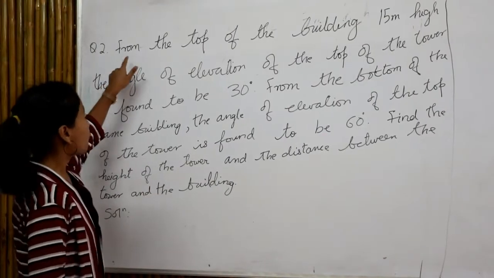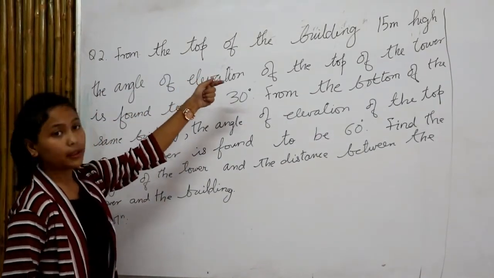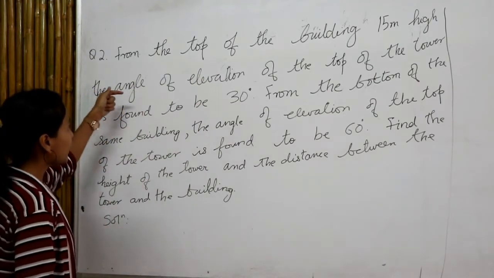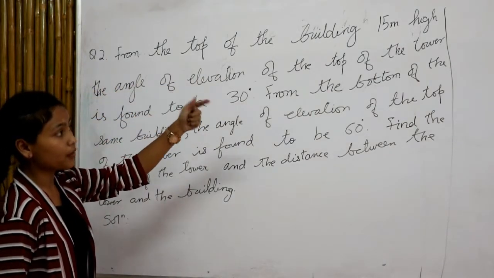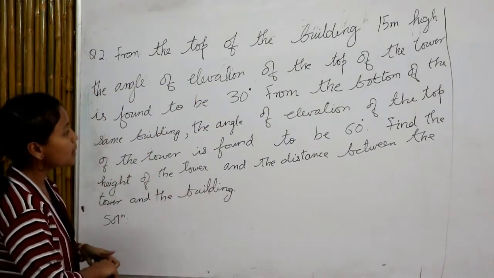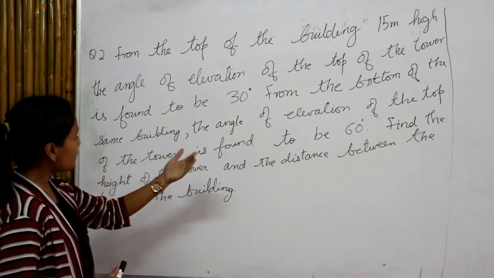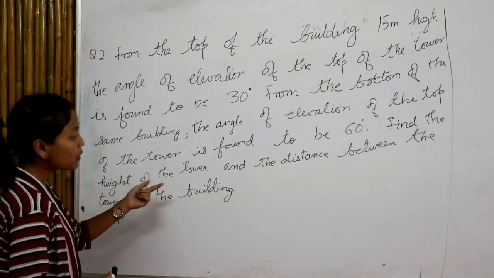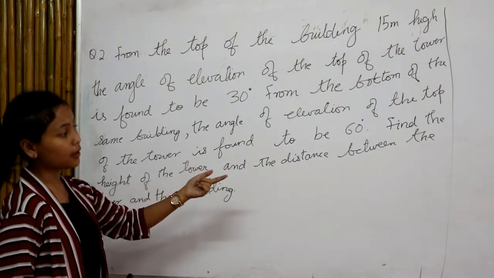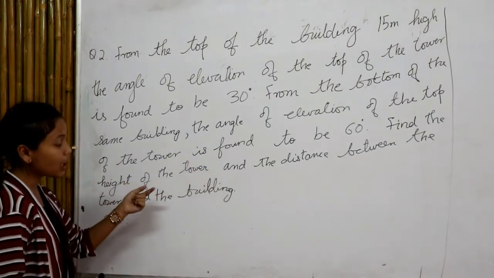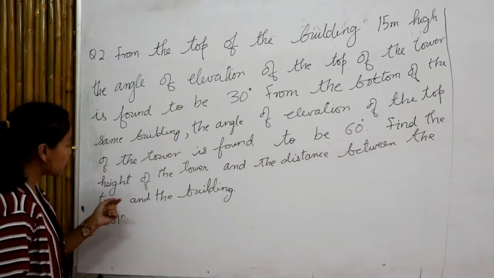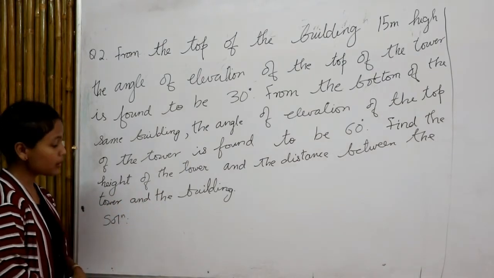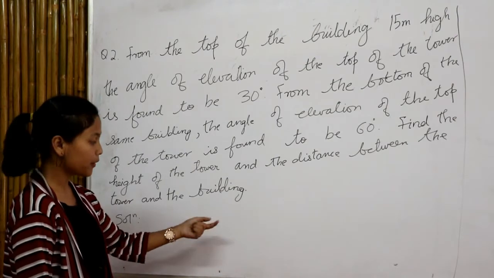Okay, from the top of the building 15 meter high, the angle of elevation of the top of the tower is found to be 30 degree. From the bottom of the same building, the angle of elevation of the top of the tower is found to be 60 degree. Find the height of the tower and the distance between the tower and the building. Okay, let us first draw a figure.